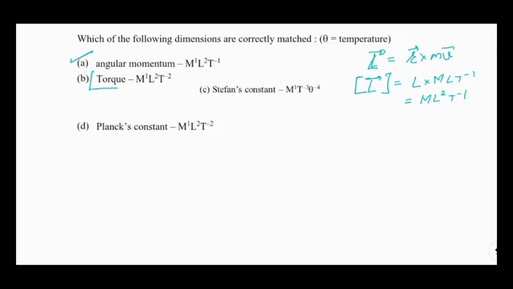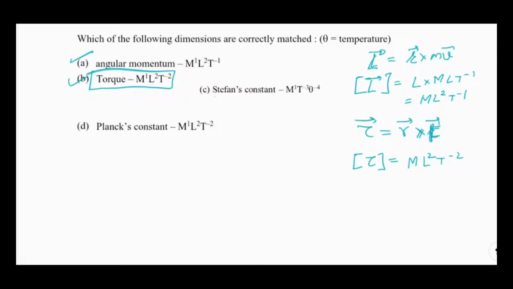Now torque is defined as r cross f. It gives me r vector cross f vector. Torque is defined like this, r cross f. So the dimensions of torque are the dimensions of force, which is m L t minus 2, multiplied with length, which gives me m L square t minus 2. Here it is written m L square t minus 2. So this option is also correct.